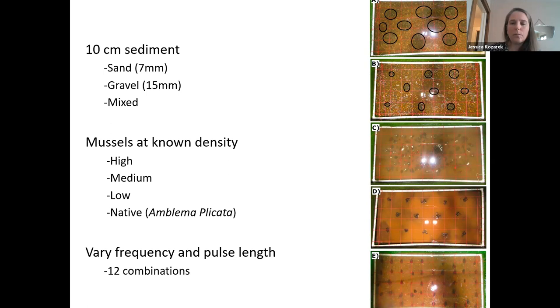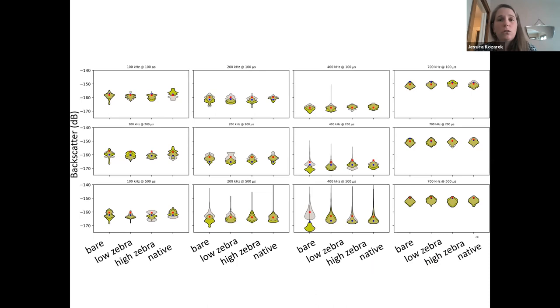And what we get from all of that is, and I don't want you to focus too much on the details of this plot, but just sort of take a step back, the distribution of backscatter for various sediment and mussel combinations for different sonar settings. So here are our 12 different sonar settings. These are what are called violin plots. So they show the distribution of the backscatter. And what we're looking for are situations where we have differences in that distribution, which can help us differentiate between the different sediment types.